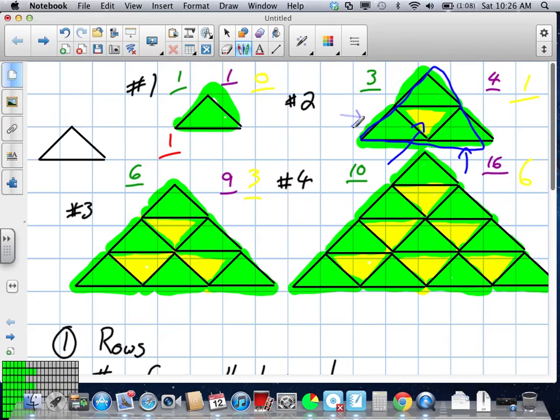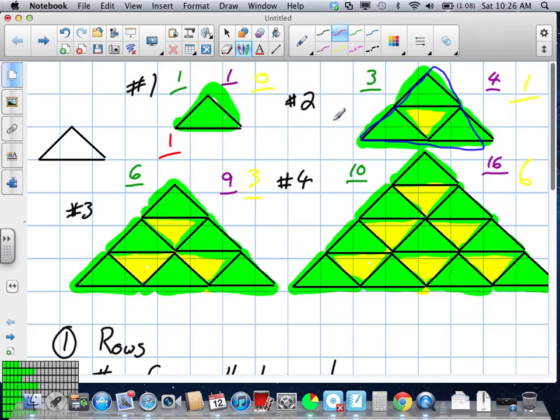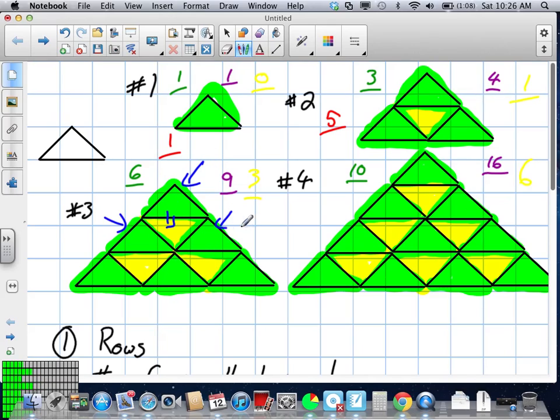A bigger triangle. 5. Okay, so we actually have 5 in this one here. Now, this one again, tougher to look at. Let's count them out together. We have 1, and then 2, 3, 4, 5, 6, 7, 8, 9, and then 10. 10 is the big one.